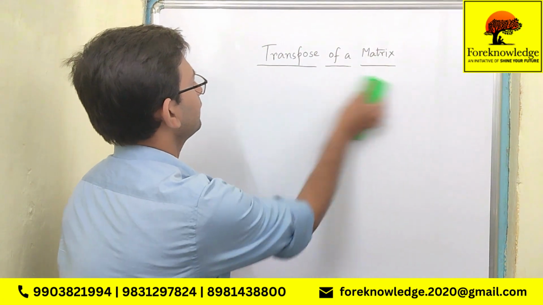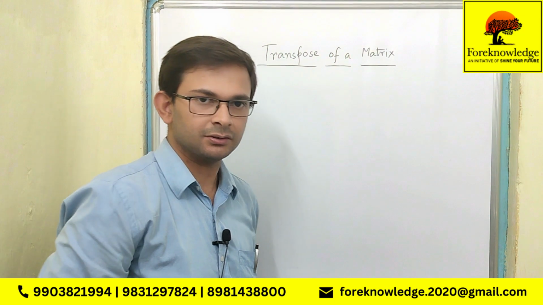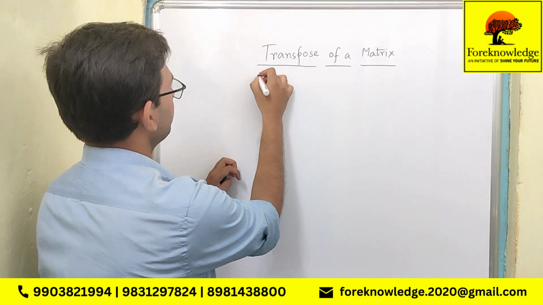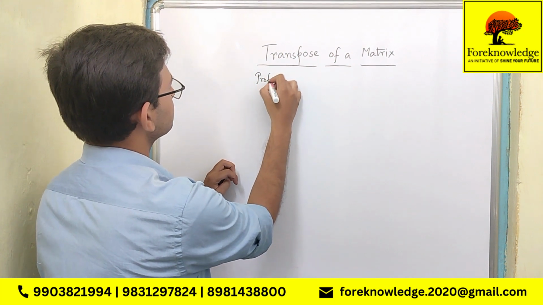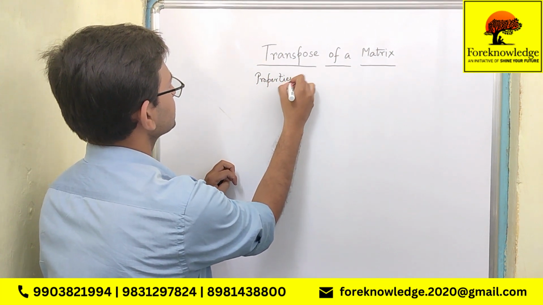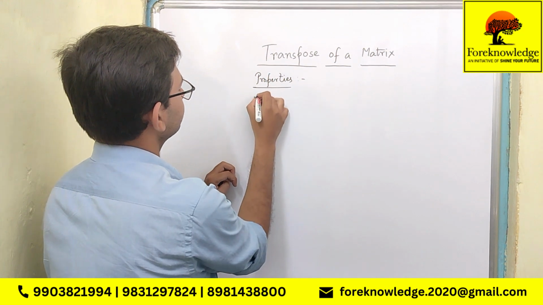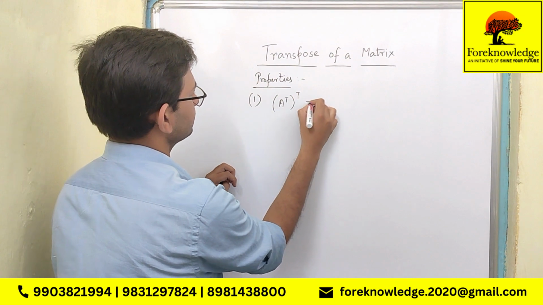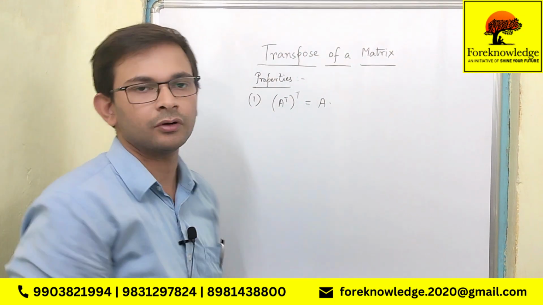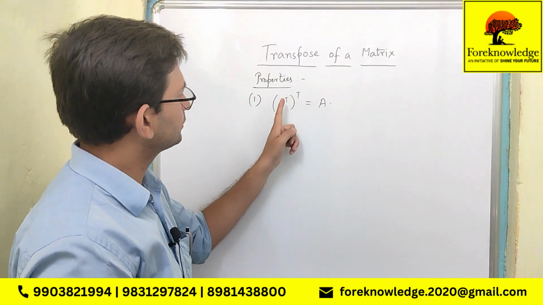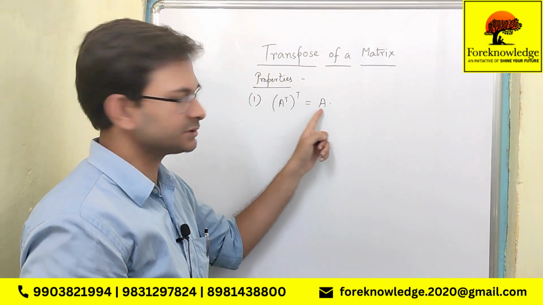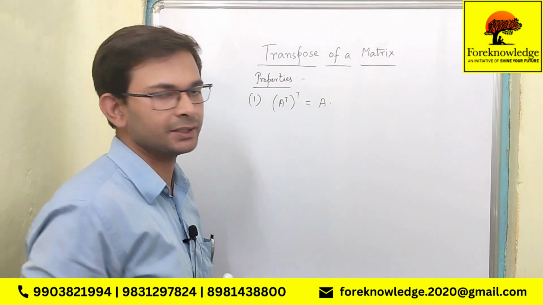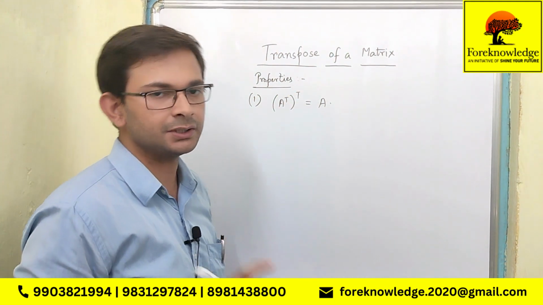Now there are some properties of this operation. Number one: the transpose of a transpose is the original matrix. We first transpose the original matrix, that is A transpose. Again we take the transpose, and then the result will be the original matrix.